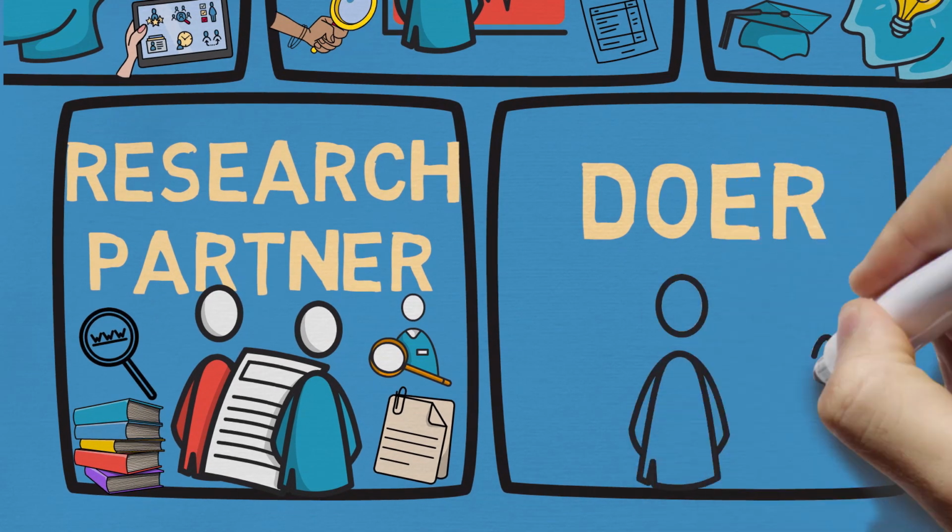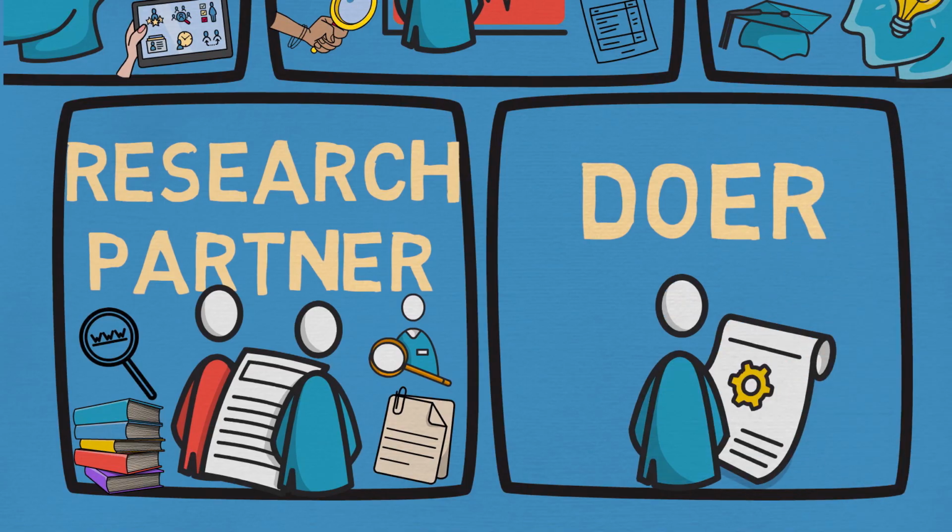Next, AI can be a doer, in other words, an agent, something that does things on your behalf.